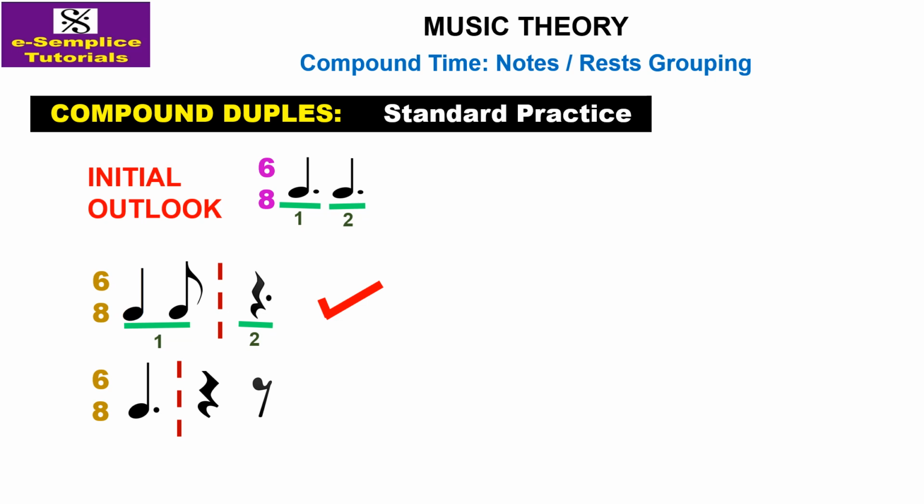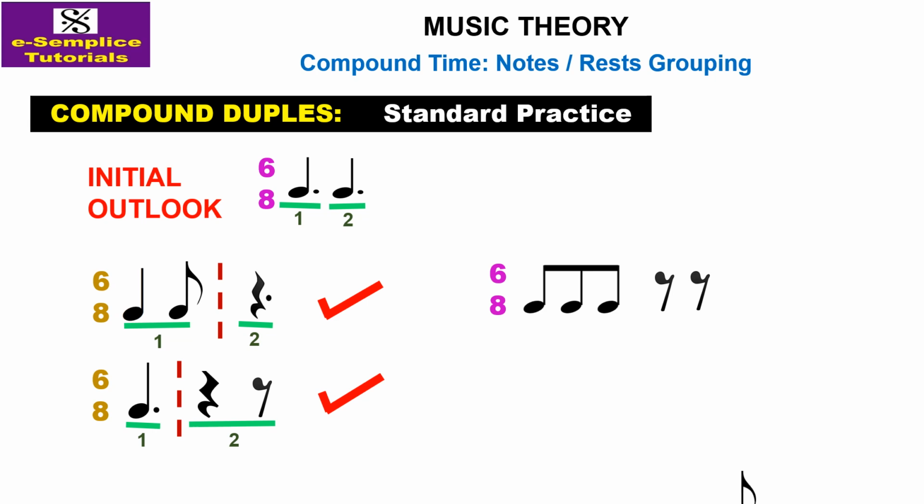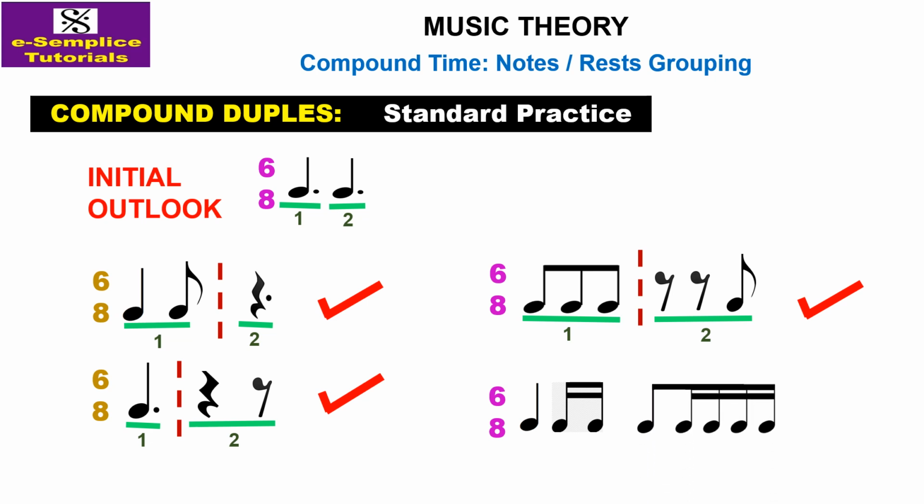This is also correct. The middle of the bar is open. Beat 1, beat 2. This is also correct. Beat 1, beat 2. The middle of the bar is open. This grouping is also correct for 6/8. Beat 1, beat 2. The middle of the bar is open.